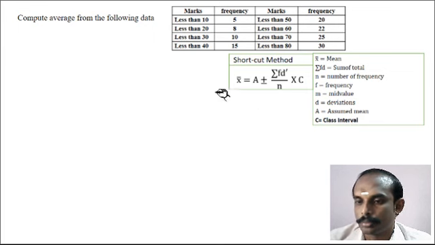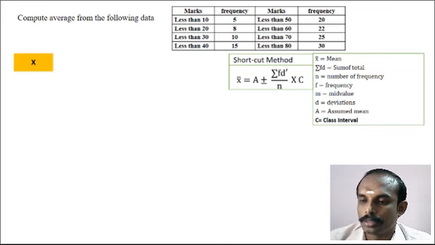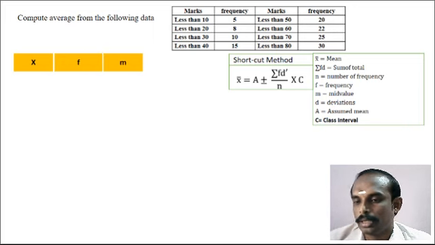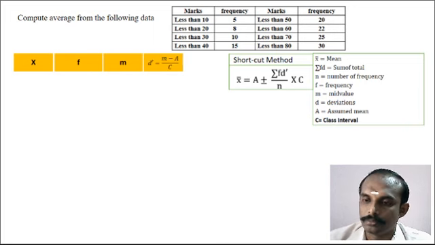Therefore, prepare a table with 5 columns. Column 1 for x, column 2 for frequency f, column 3 for midpoint or mid value m, column 4 for d dash, which is m minus A divided by c, and the final one for f into d dash, f d dash.